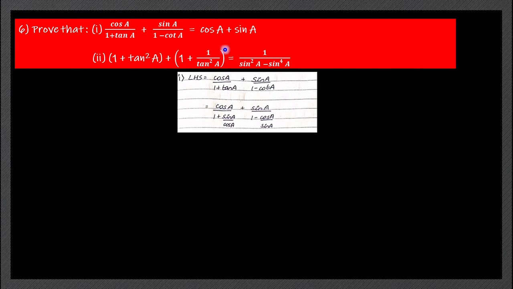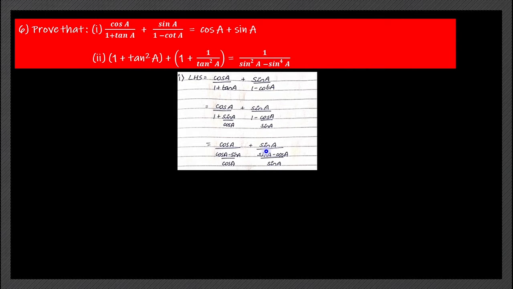So here tan and cot can be written in terms of sine and cos using our quotient relations, which we have discussed in the introductory video of trigonometry. So we will write tan as sin A by cos A and cot as cos A by sin A, as shown on the screen. Later, let's take the LCM only for the denominator part.